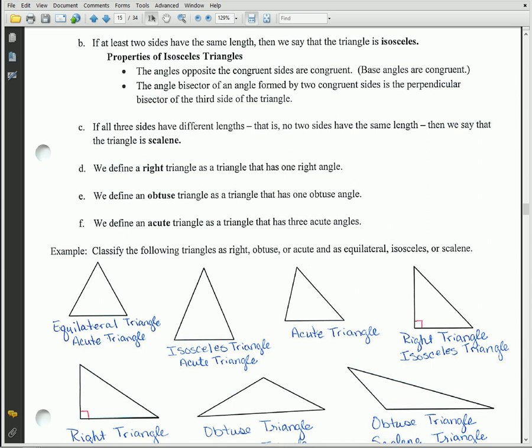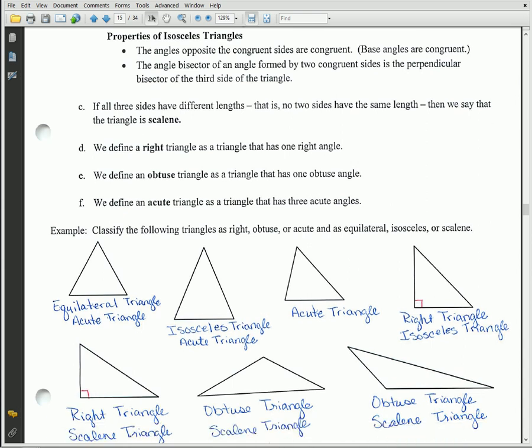If the sum of the angles of a triangle is 180 degrees, and I have one angle that is between 90 and 180, then the other two angles have to be acute. That means they have to be less than 90 degrees. I can only have one obtuse angle in an obtuse triangle. An acute triangle is a triangle that has all three acute angles.